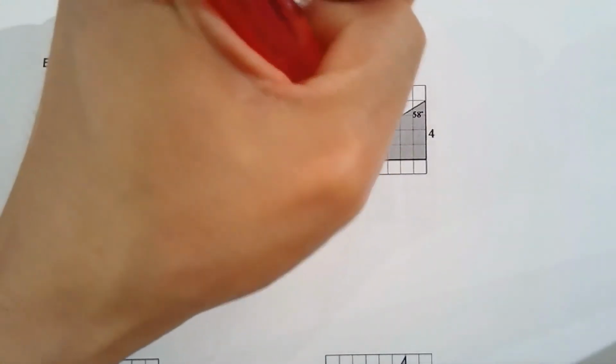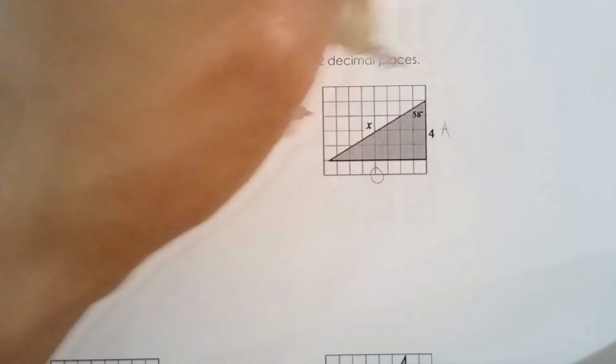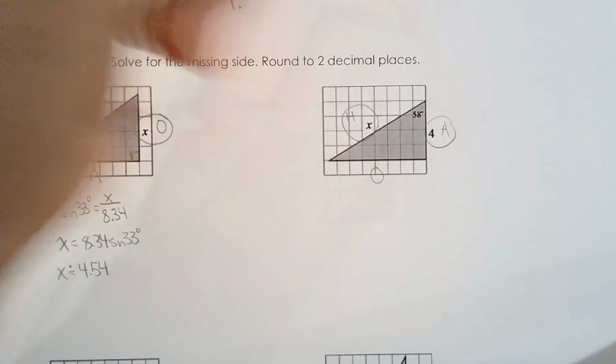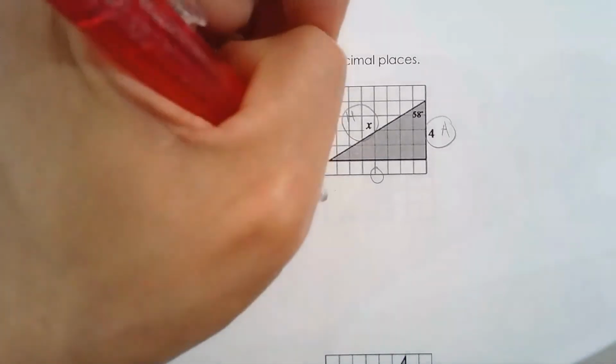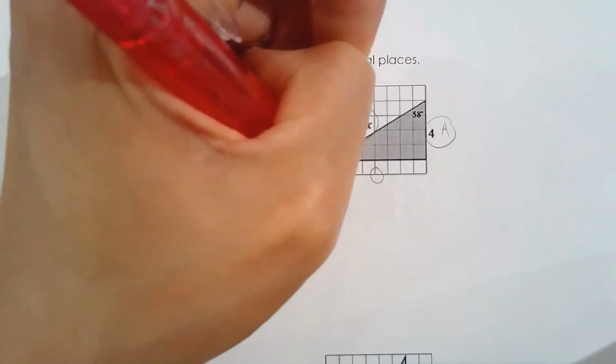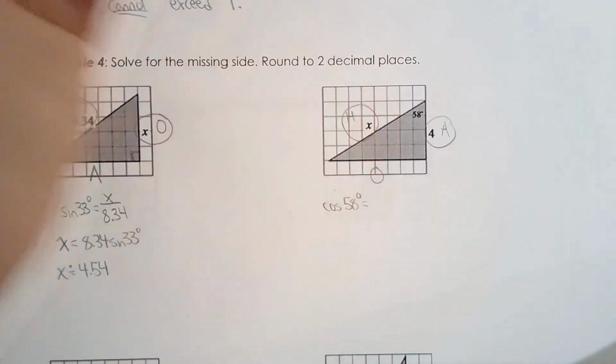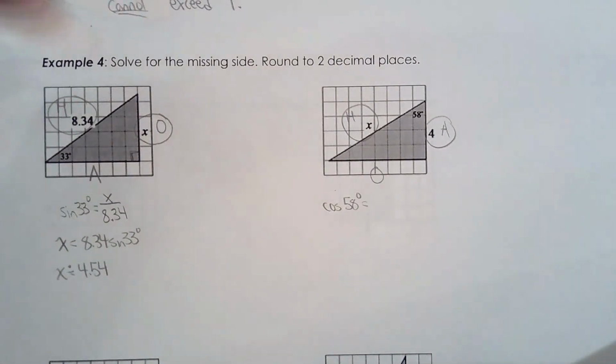So here, opposite, adjacent, hypotenuse. I'm trying to solve for the hypotenuse. I have the adjacent side. So in this case, cosine is our friend. Cosine of 58 degrees, whatever that ratio is, the calculator is going to help me. I don't know what the ratio is. The calculator is going to help me.